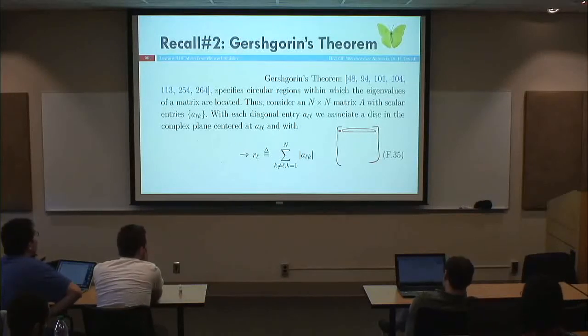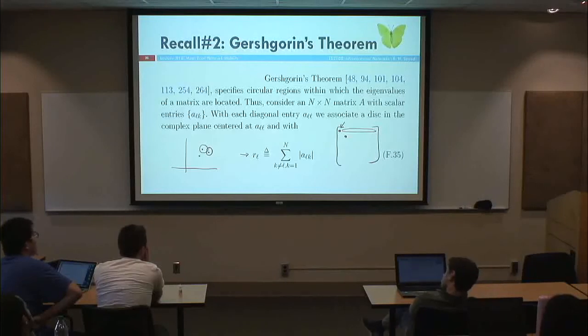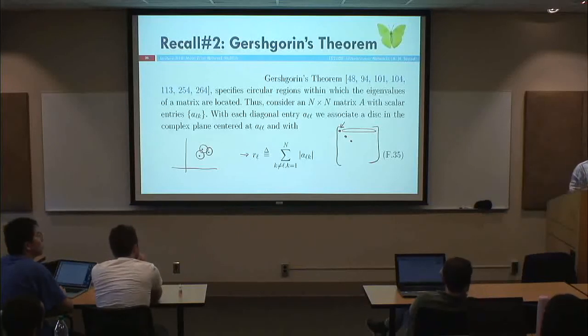So here, let's say, in the complex plane, I will have a circle centered around this point with radius R1. Then I'll have another circle centered at the second diagonal with the radius R2. Correct? Another circle at this other diagonal with the corresponding radius. You sum all the other entries on that row. These are called the Gershgorin circles.